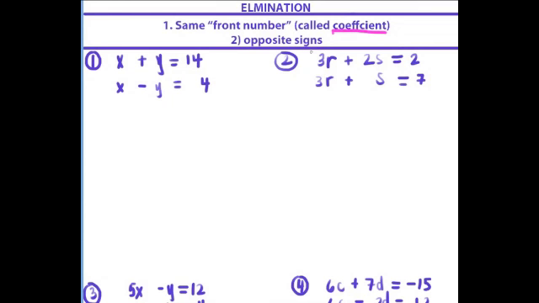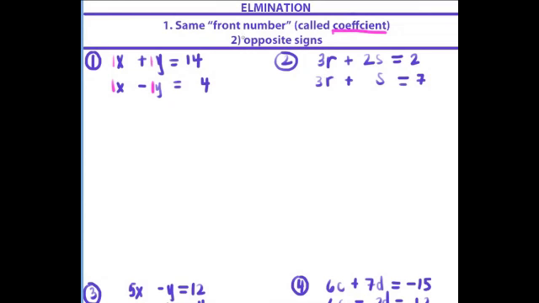So let's go ahead and look at number 1. Even though there's nothing written, remember that the front number is really 1, so let's put a 1 in front of all of these. For the x's, the front numbers are the same. If you look at the y's, the front numbers are the same. And so we can choose whichever letter we want to solve for.